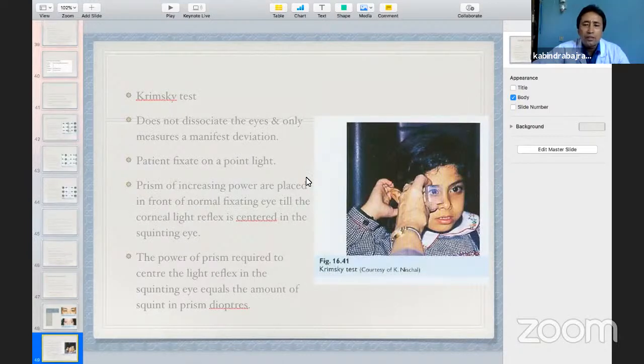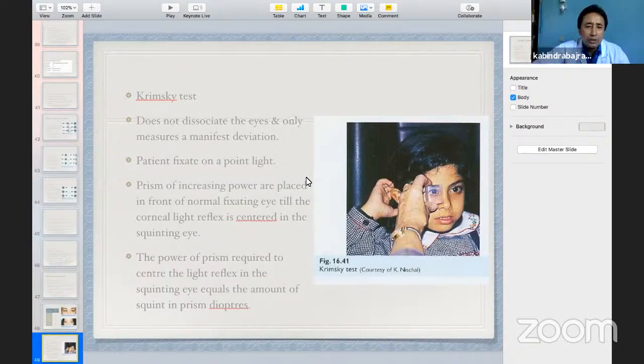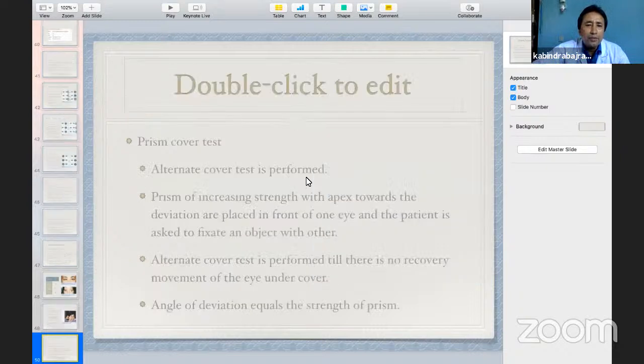The Krimsky test is done with the prism kept in front of the normal eye, making the abnormal eye straight. And the prism cover test is done with the prism and an occluder, which is moved alternately from one eye to the next, and we make the eye align with no movement, and that becomes the prism deviation the patient is having.